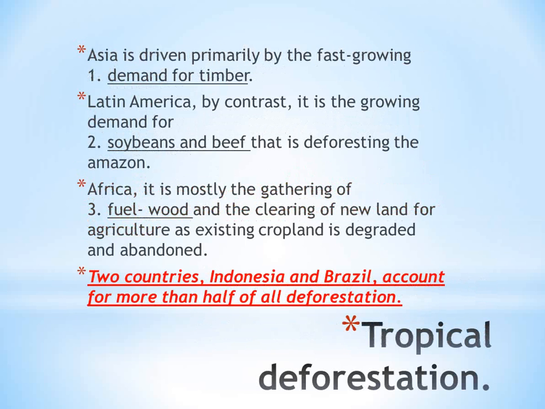Tropical deforestation. In Asia, it is driven primarily by the fast-growing demand for timber. In Latin America, by contrast, it is the growing demand for soybeans and beef that is deforesting the Amazon. In Africa, it is mostly the gathering of fuel wood and the clearing of new land for agriculture as existing cropland is degraded and abandoned. Two countries, Indonesia and Brazil, account for more than half of all deforestation.